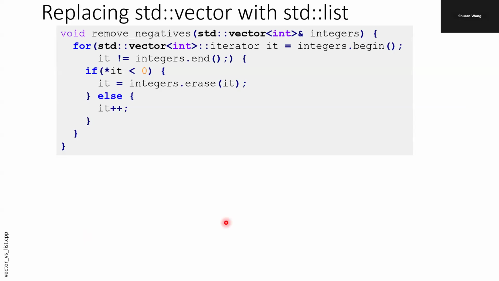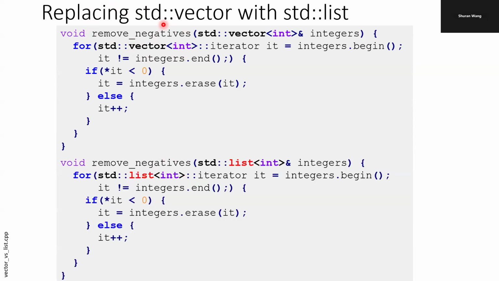Now, if we consider the remove negatives again, and we replace the std::vector with std::list for a faster erase, we just need to do this. We replace all of the vectors with list, and all the other syntaxes with iterators are the same.